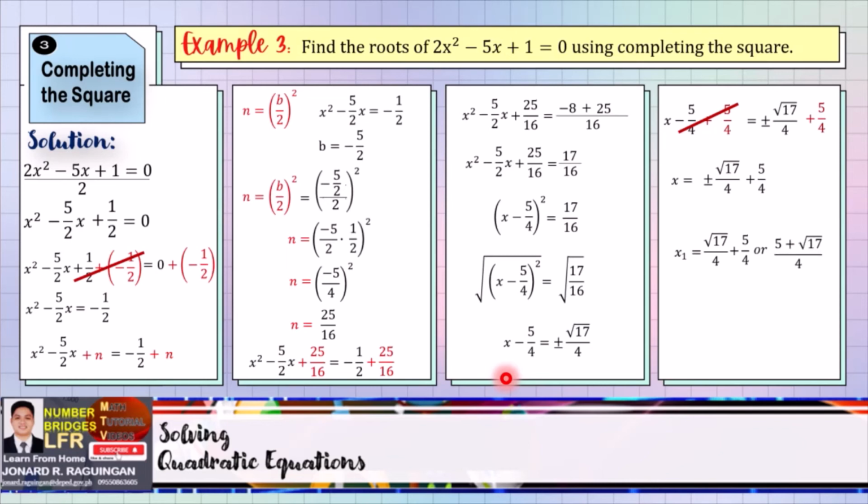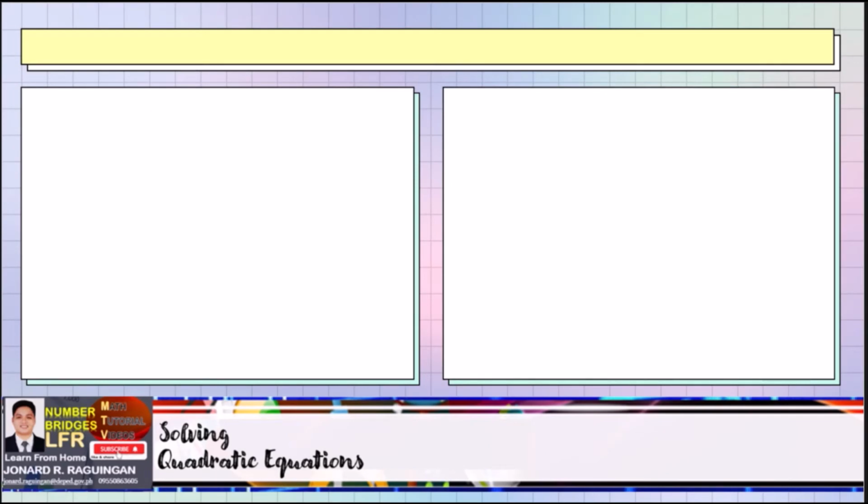square root of 17 all over 4, and our x sub 2 is negative square root of 17 all over 4 plus 5 all over 4, or 5 minus square root of 17 all over 4. Now, let's check whether the computed value of x is the solution of the equation.